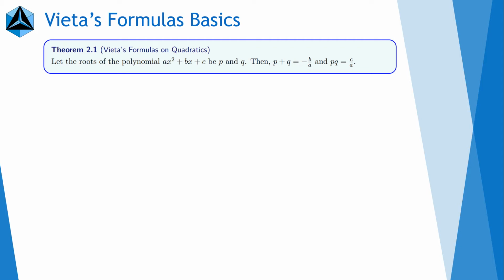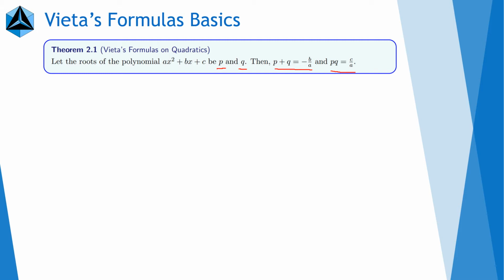Now that we know what the fundamental theorem of algebra is, we can introduce Vieta's formulas. Vieta's formula goes like this, on quadratics at least. Let the roots of the polynomial ax squared plus bx plus c be p and q. Notice how there are exactly 2 roots given here, which matches the fundamental theorem of algebra, since this has degree 2. Then p plus q is equal to minus b over a, and p times q is equal to c over a.